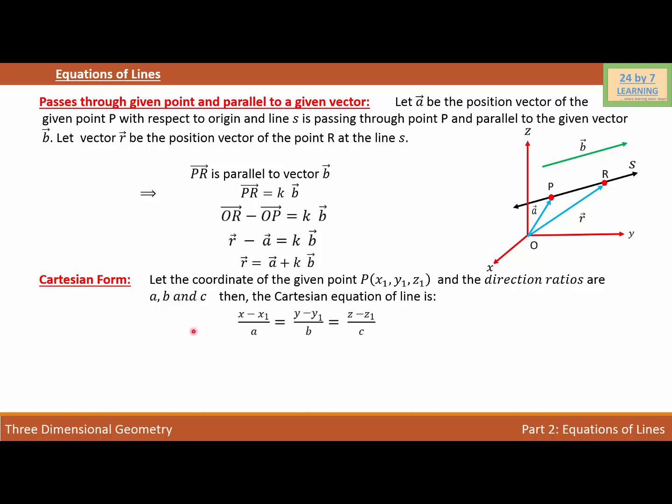Let us consider a situation where the direction cosines are given as l, m, and n. Then the equation of the line in the Cartesian form is given as (x minus x1) over l is equal to (y minus y1) over m is equal to (z minus z1) over n. And this is the Cartesian form of the equation of a line when the direction cosines are given.